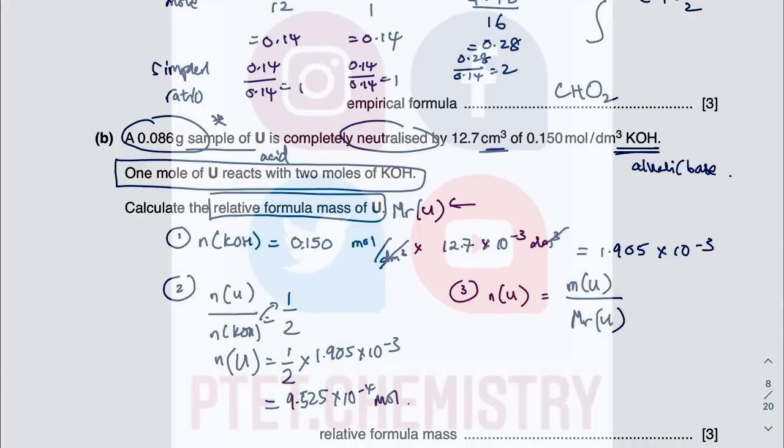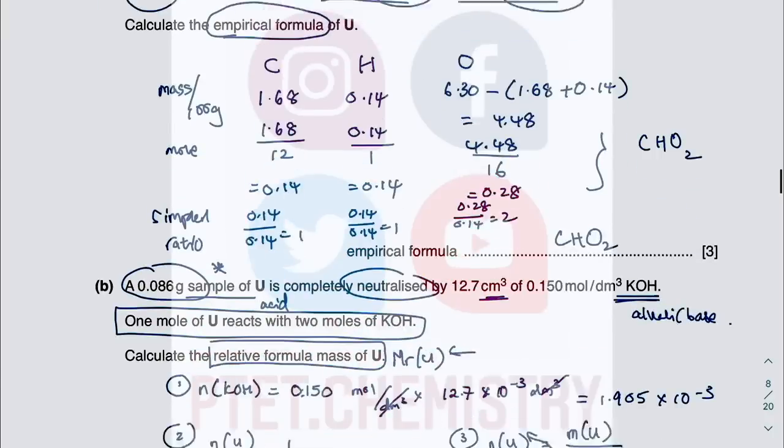All right. So now 9.5. Well, actually, I don't need to write it down. You want the MR there, so you would bring up the MR and you would bring down the mole. So the MR of U is going to be the mass of U, which is 0.086 gram, divided by the mole of U, which was calculated in step 2. That means you would get 90.29. They don't say how many significant figures, right? Just now they didn't say anything.